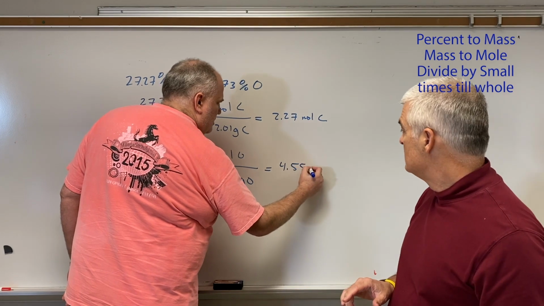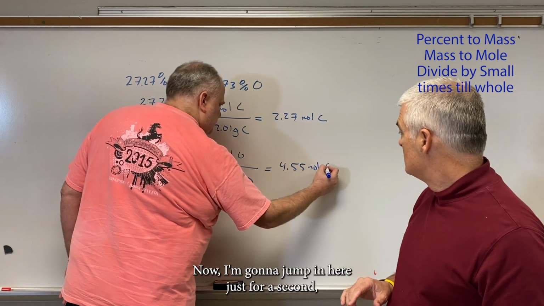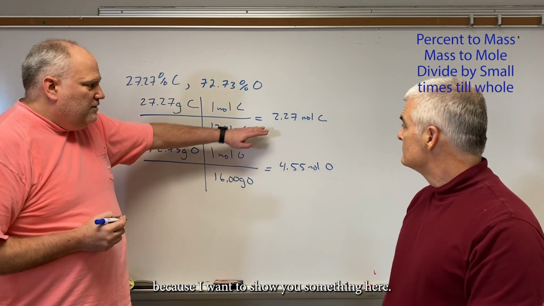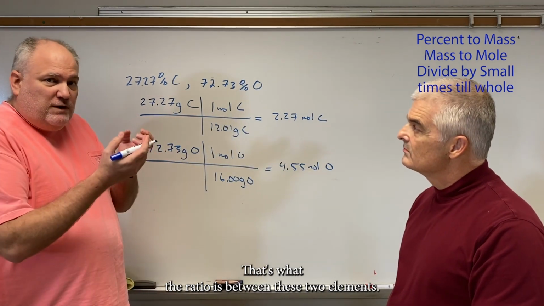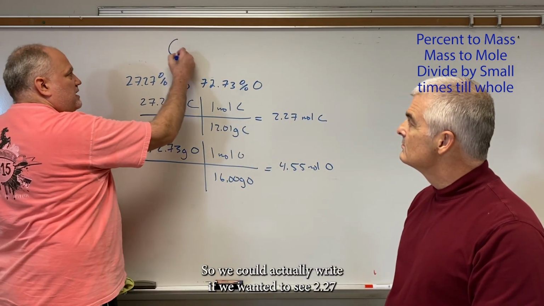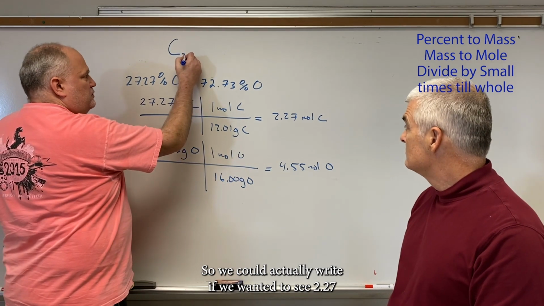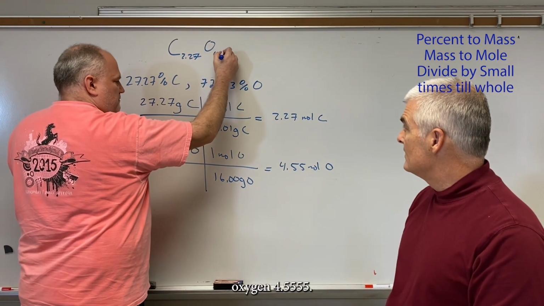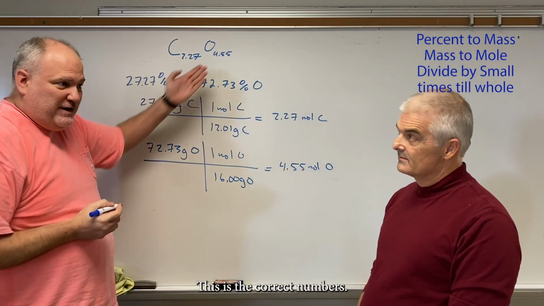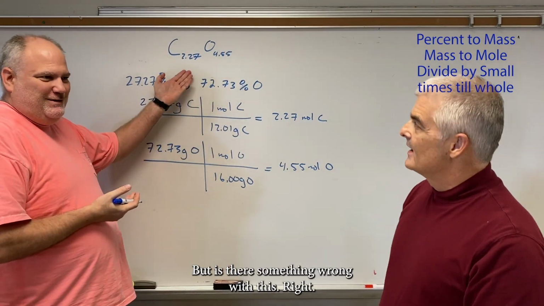4.55. Now, I'm going to jump in here just for a second because I want to show you something. These numbers right here, these mole ratios, that's actually the ratio between these two elements. So we could actually write, if we wanted to, C 2.27, oxygen 4.55. These are the correct numbers, but is there something wrong with this? Yeah, we want whole numbers.